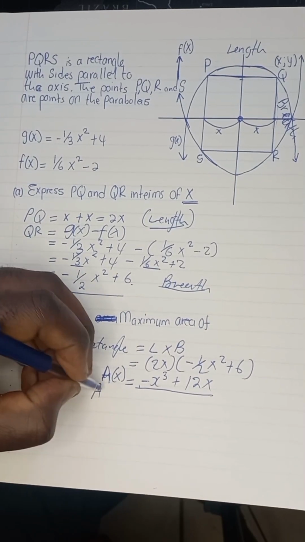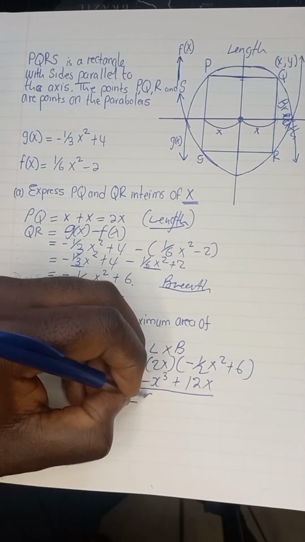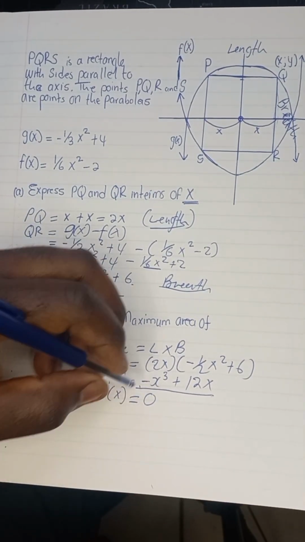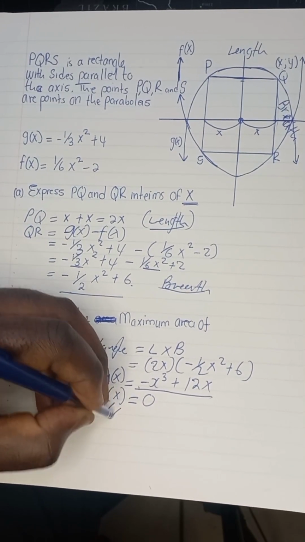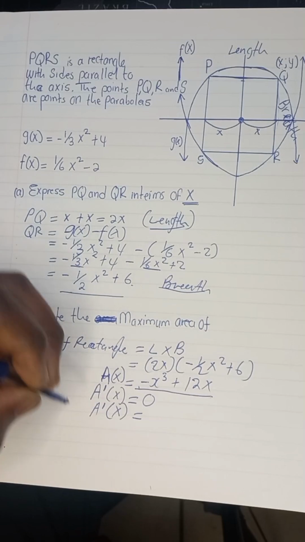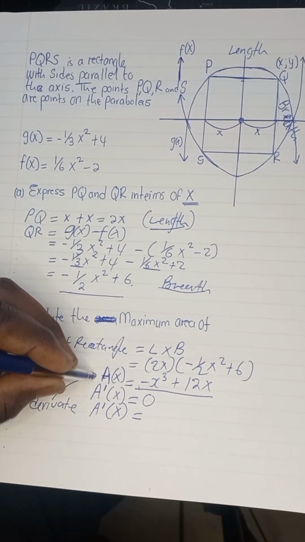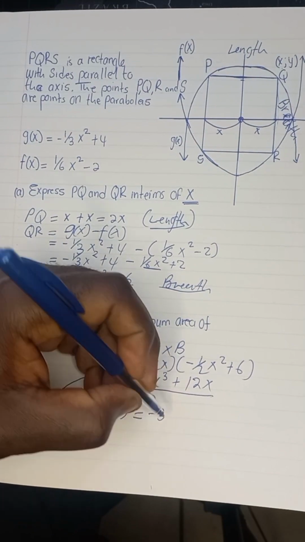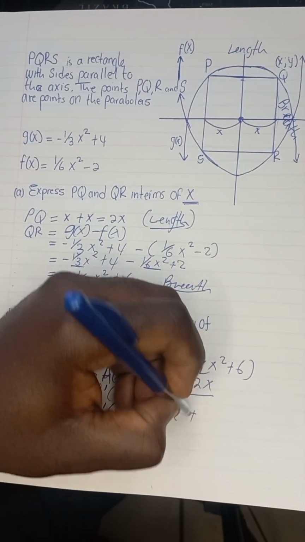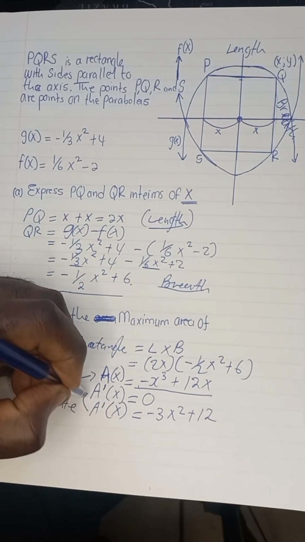So now, as I said, you need to find the first derivative of that. So you'll name that A of x. So now A prime of x, I'm still trying to label everything so that you can see what I'm doing and be able to follow. So now it will be negative 3x squared plus 12.